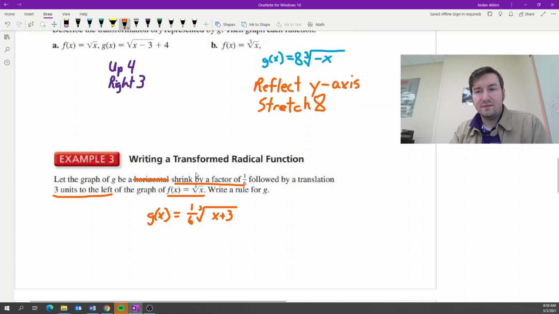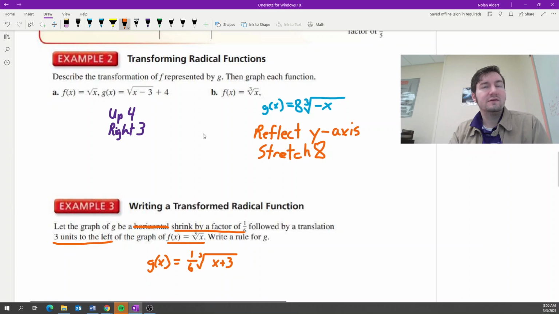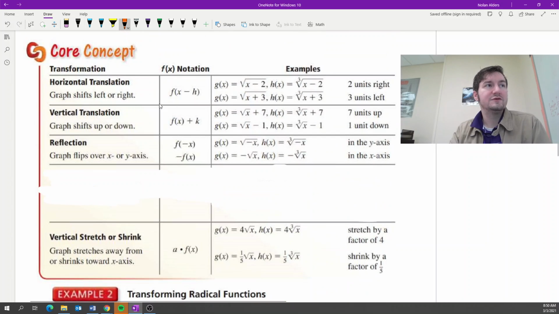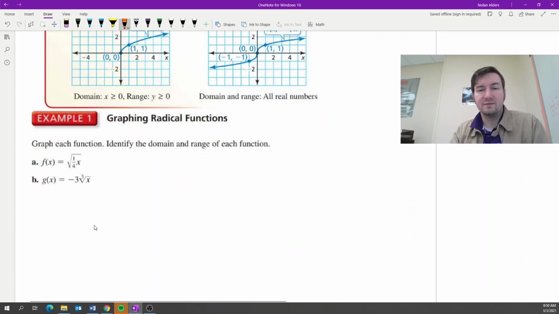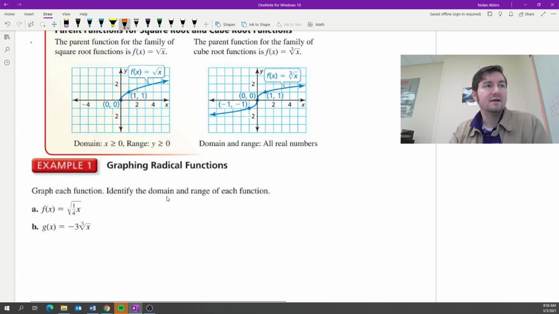All right, guys, that's all we're going to do in the video today. So just remember transformations, how to graph functions using Desmos or using a graphing calculator, identifying domain and range. And if you can do all of that, then you are good to go.